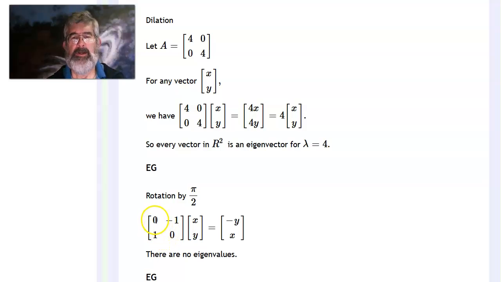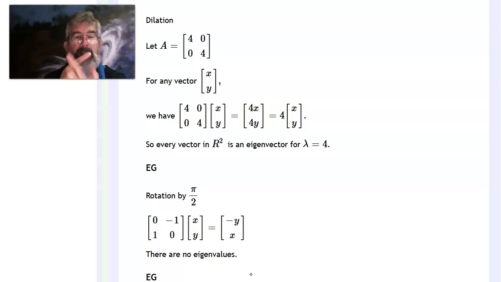Remember, it's cosine theta, minus sine theta, sine theta, cosine theta. Well, at pi over 2, the cosine is 0 and the sine is 1. So minus the sine here is minus 1. So when I multiply by xy, I get minus yx. Now, xy is any particular vector, and minus yx is a vector that's rotated 90 degrees from it, or pi over 2. They will never be in the same direction.